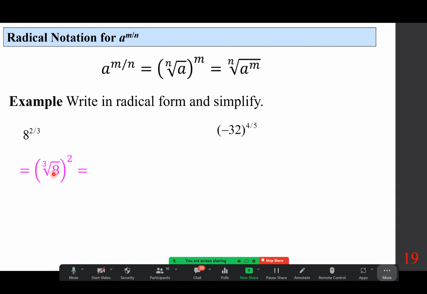Now, we don't want to raise this to the second power first. First, we want to take the cube root, make it smaller. So it becomes 2, square it, and it becomes 4.